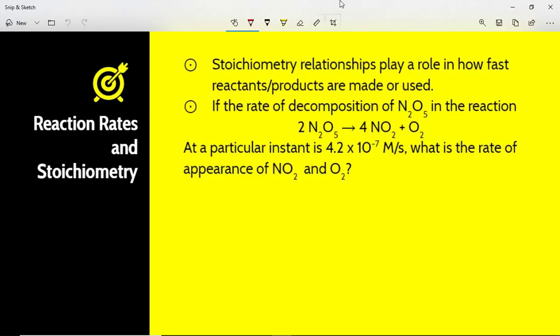Now, for real basic simple reactions, if we consider them elementary reactions, which means that they're just one step, you'll understand what that means a little bit more later on. But we can use stoichiometric relationships to determine how fast reactants and products are made or used.